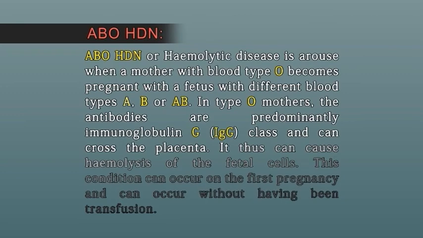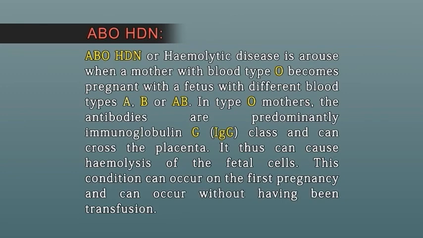ABO HDN. ABO HDN, or hemolytic disease, arises when a mother with blood type O becomes pregnant with a fetus with a different blood type: A, B or AB. In type O mothers, the antibodies are predominantly immunoglobulin G class and can cross the placenta. It thus can cause hemolysis of the fetal cells. This condition can occur on the first pregnancy and can occur without having had a transfusion.